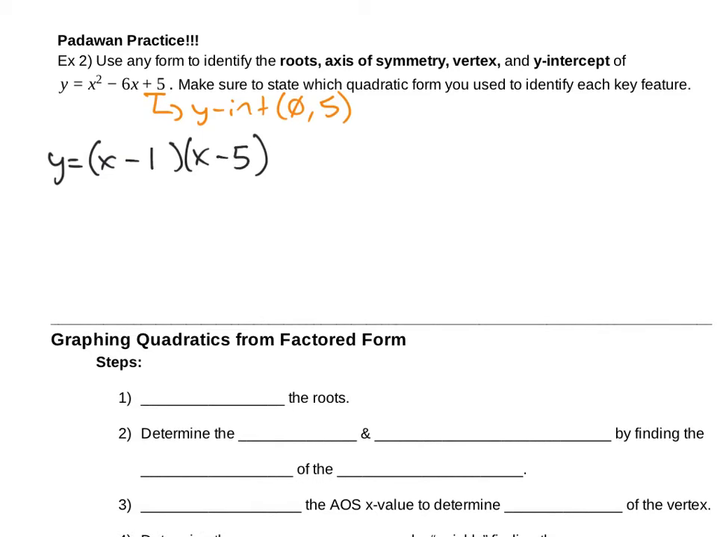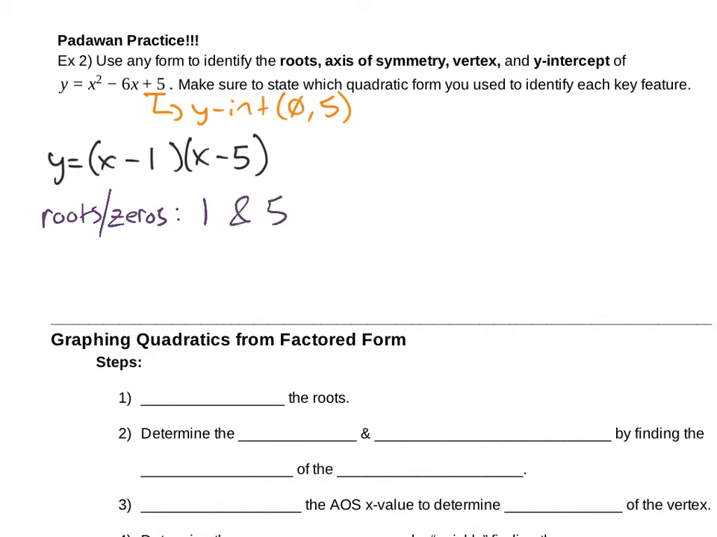Alright, now we have factored form. We could do the opposites of the inside. So what's the opposite of negative 1? 1. Good. And the opposite of negative 5? 5. Those are our roots, okay, or our zeros.